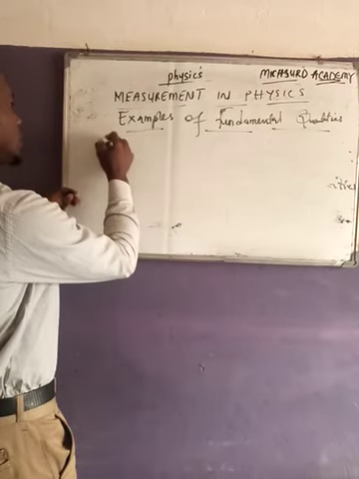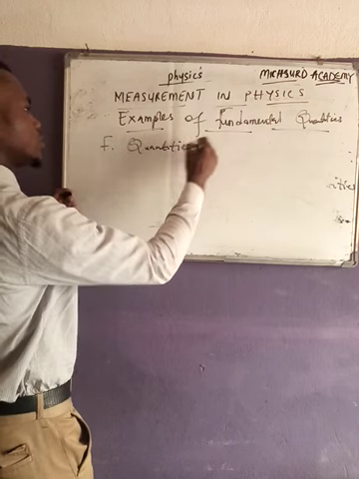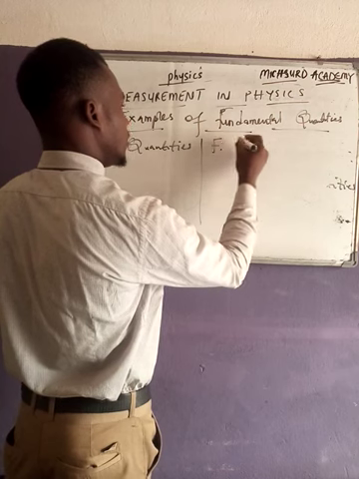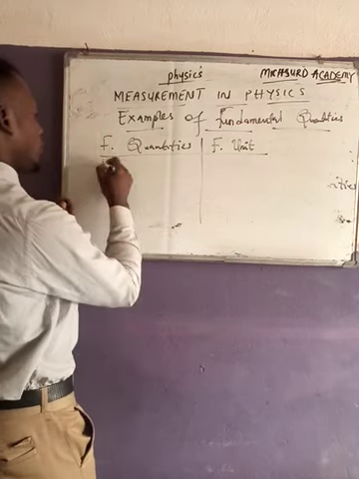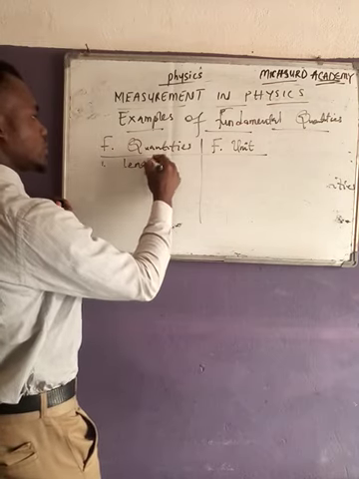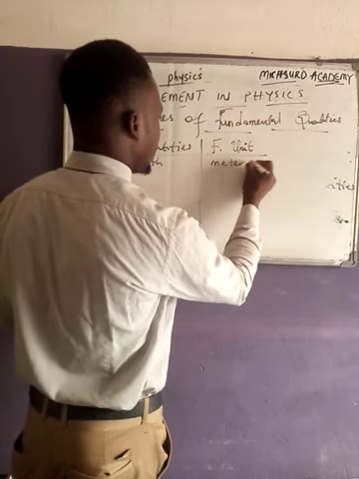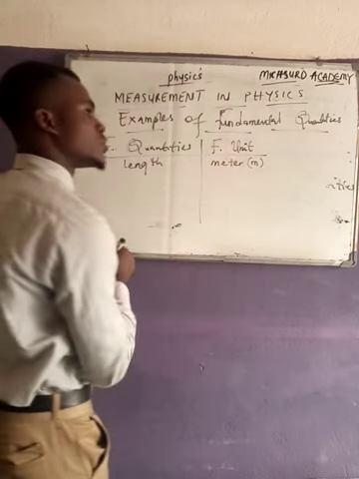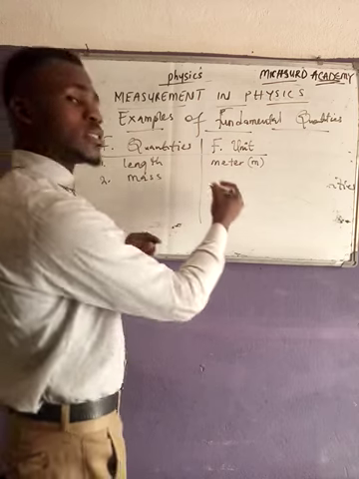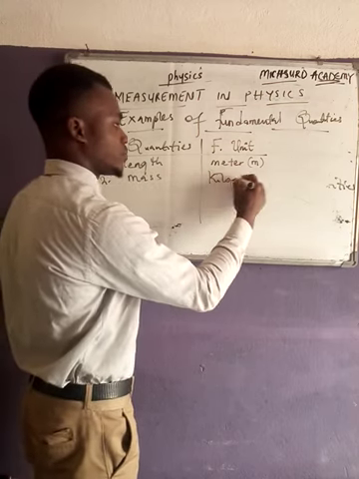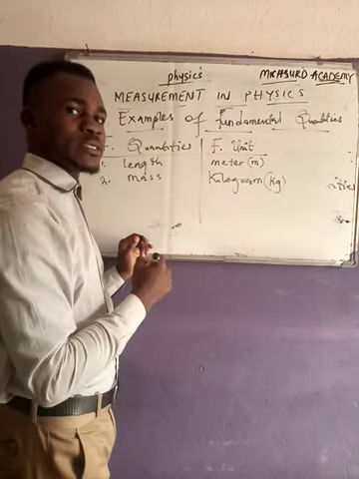All right. So let's say this part of it is the fundamental quantities, and this part of it is the fundamental units. So number one example we are going to take is the length. It has a unit called meter, abbreviated as small letter m. Then we have mass, which has a unit of kilogram, abbreviated as kg.